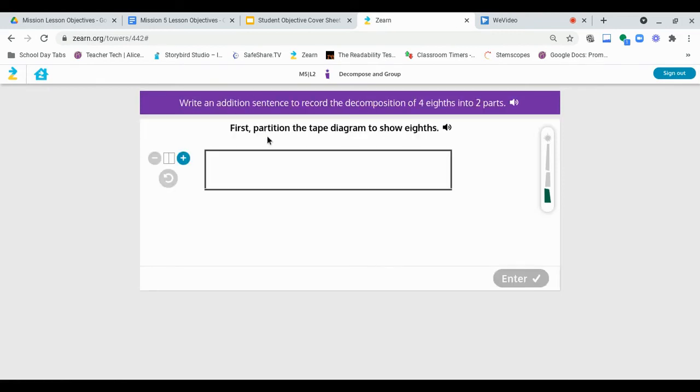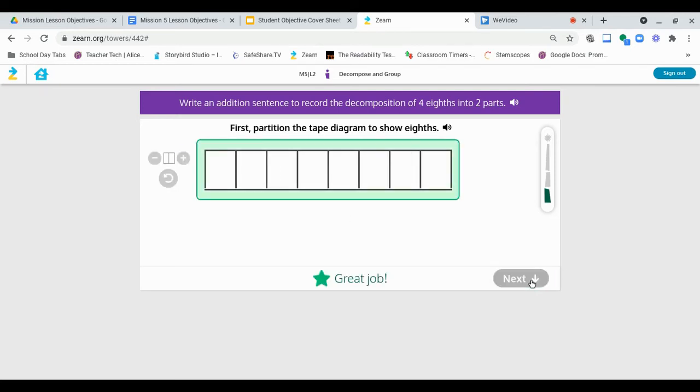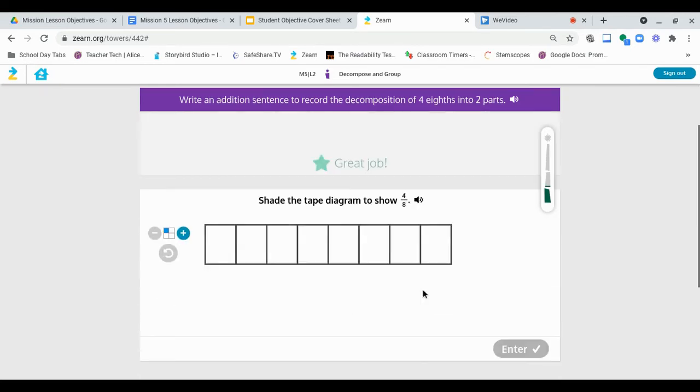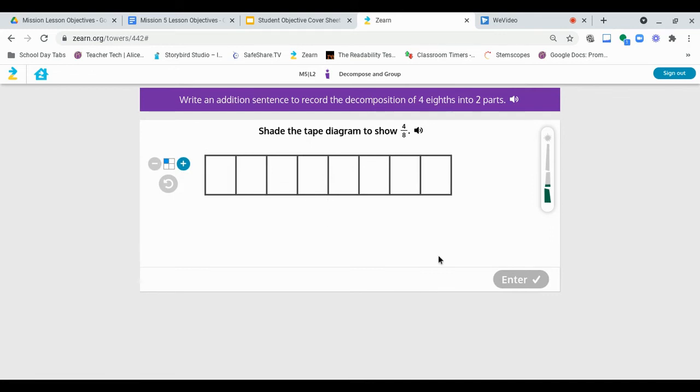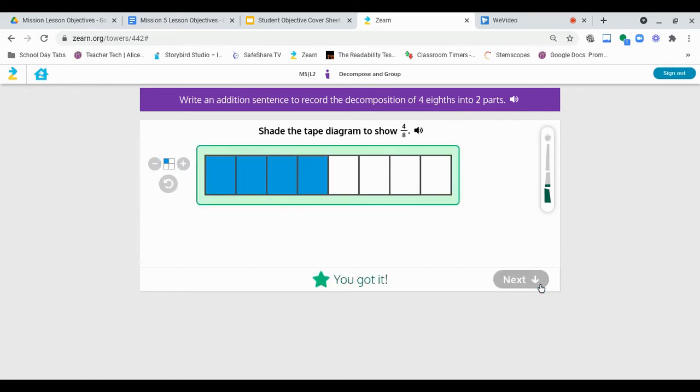Now we want to write an addition sentence to record the decomposition of 4/8 into 2 parts. So now we have 4/8. If it's eighths, I need to partition it into eighths. So that is 8 pieces. 1, 2, 3, 4, 5, 6, 7, 8. Now shade the tape diagram to show 4/8. How many need to be shaded? Well, it's 4/8. 1, 2, 3, 4. You got it.